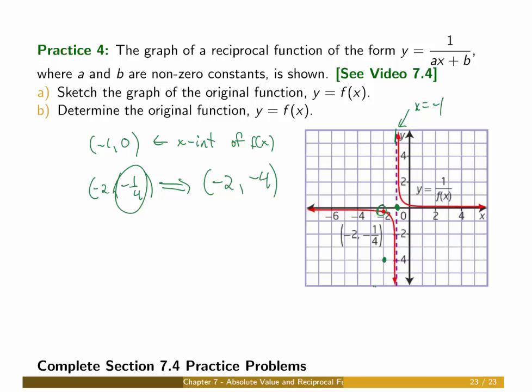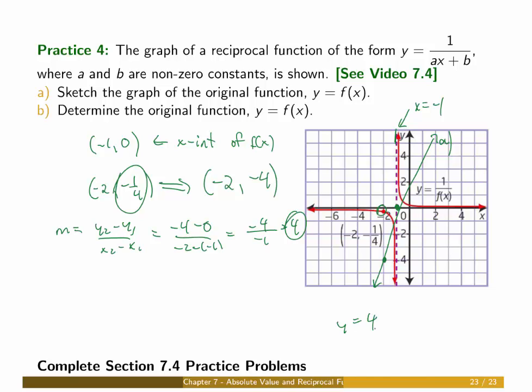Now that you have 2 points, you can go ahead and connect the dots. Okay, that's for part A. Part B is determine what this line is. Okay, which is not too bad because you have 2 points, so you can very simply find the slope. Okay, the slope will be y2 minus y1 over x2 minus x1, which in this case is -4 minus 0 over -2 minus -1, which is -4 over -1, which is 4. Okay, so the slope is 4. So far we have y equals 4x.